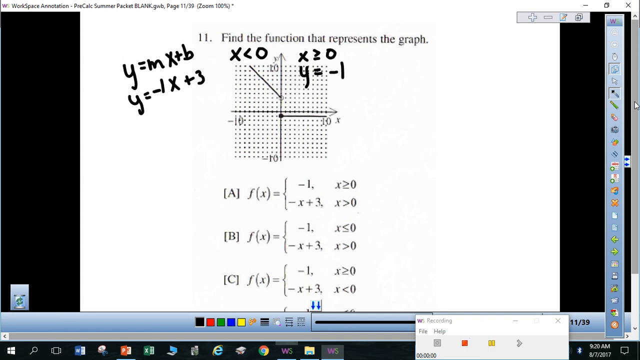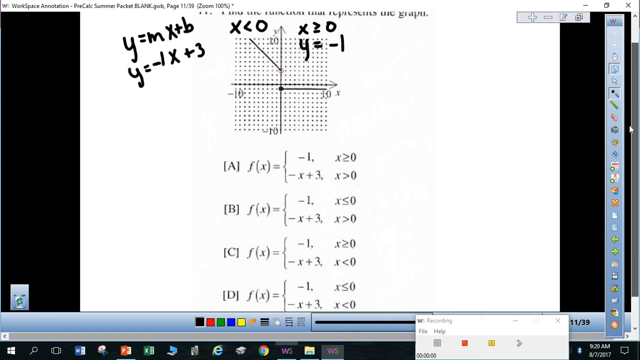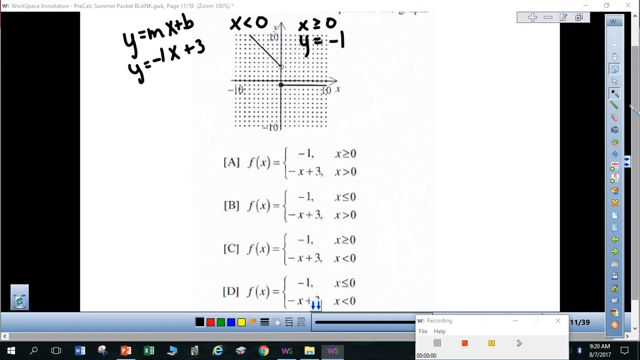So now if we start to look at our answer choices, let's look at answer choice A. So this is saying f of x, which is another name for y. So it's saying y equals -1 for x values greater than or equal to 0. Okay, so that's good. And then it says y equals -x plus 3, which is what we got. But this part is wrong. It says x greater than 0, but it should be x less than 0.